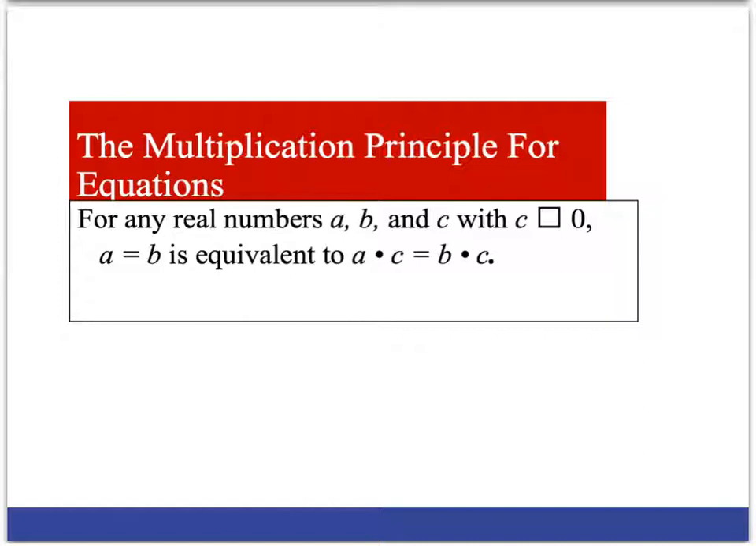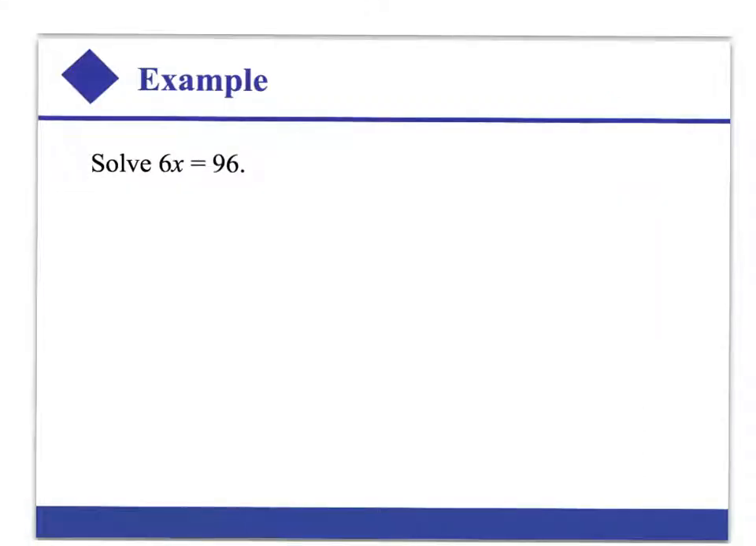For any real numbers A and B with C not equal to 0, A equals B is equivalent to A times C equals B times C. Again, on that slide, whatever you do to the left side, we do to the right side. We're multiplying both sides by 6. So here's an example. Now let's think about this.